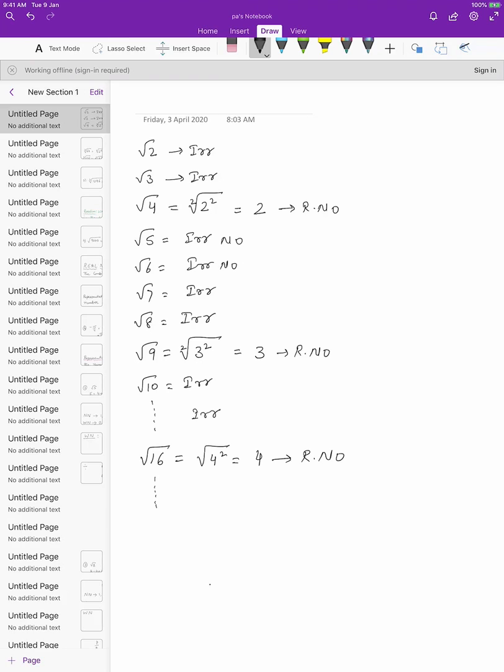After root 16, when we move on to root 25, that will be root 5 square, which is equal to 5, which is again a rational number. I hope you understand. Whenever we take the square root of a perfect square, it comes out to be a rational number, and the square root of any other number will be irrational.